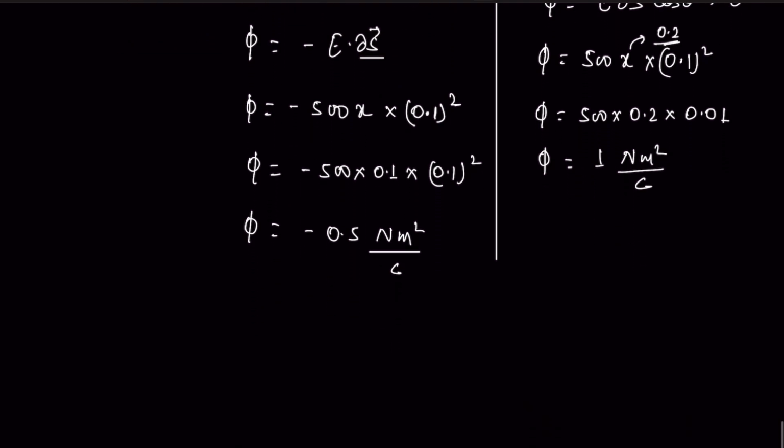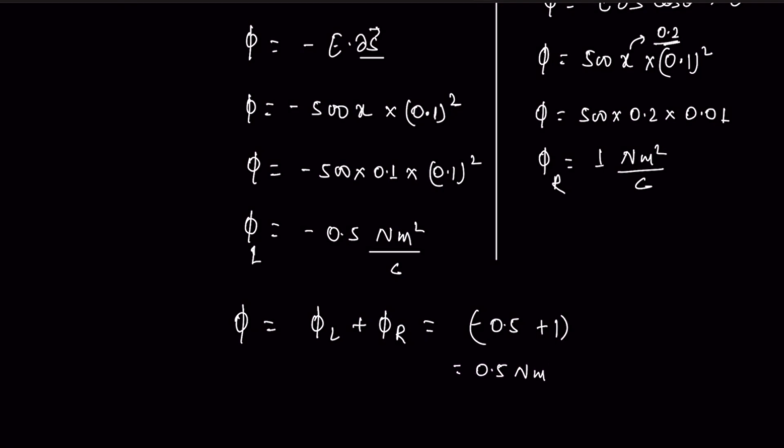Now the net flux: this is for left, this is for right. So total flux is equal to flux of left plus flux of right. So minus 0.5 plus 1 is equal to 0.5 newton meter square per coulomb. So this is the answer for the first part.